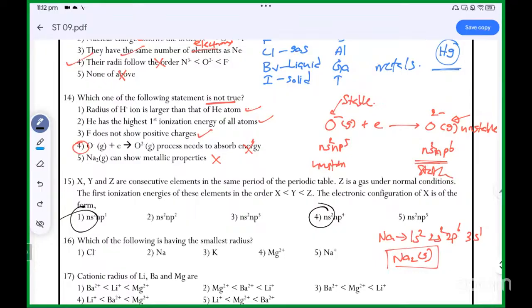Because Z is a gas. Gas means it could be nitrogen or phosphorus. Phosphorus is a solid there, but it could be nitrogen. There is a possibility. But definitely 18th group elements are gases. So X could be either in the 16th group or in the 13th group. So both the answers are correct. Make a past paper question.